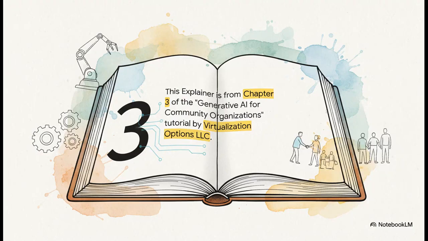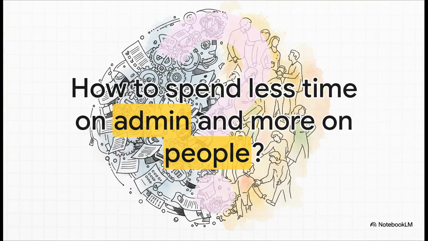And just so you know, the ideas we're talking about today come straight from a really practical guide. It's Chapter 3 of the Generative AI for Community Organizations tutorial, and it's full of real-world strategies for managing volunteers. And really, that leads us right to the big question every single volunteer coordinator is asking. How do we get out from under the mountain of paperwork and scheduling so we can focus on the people who make our work possible in the first place?